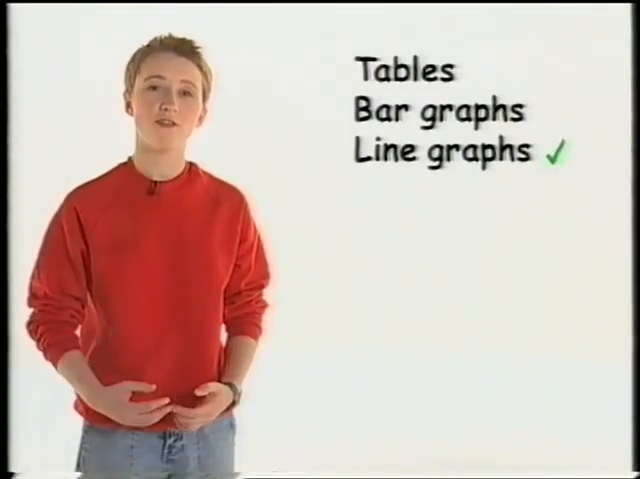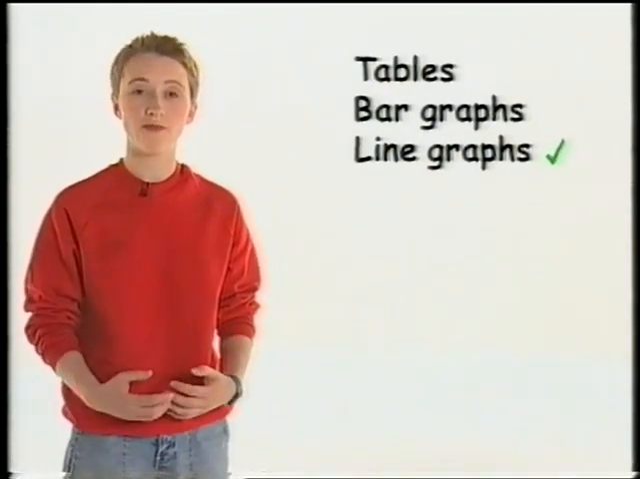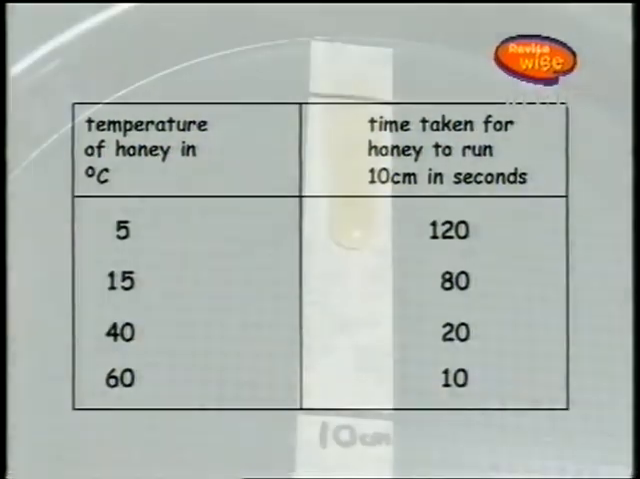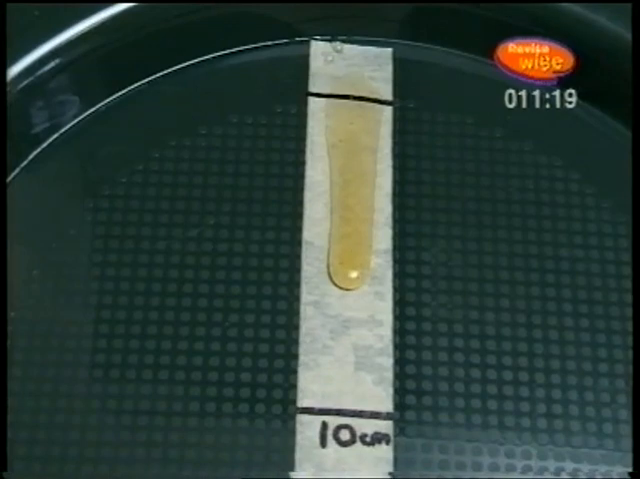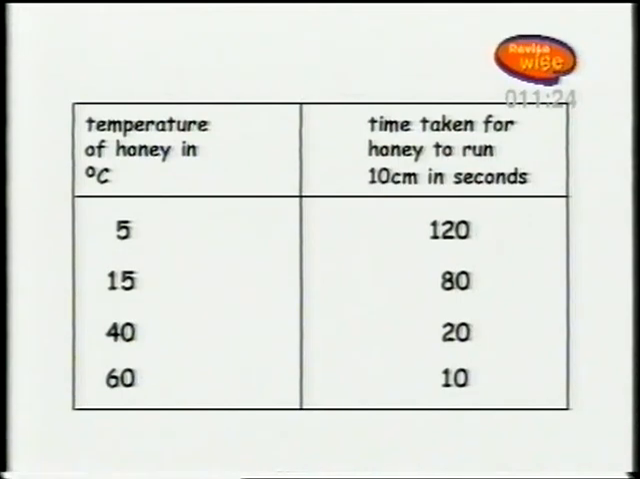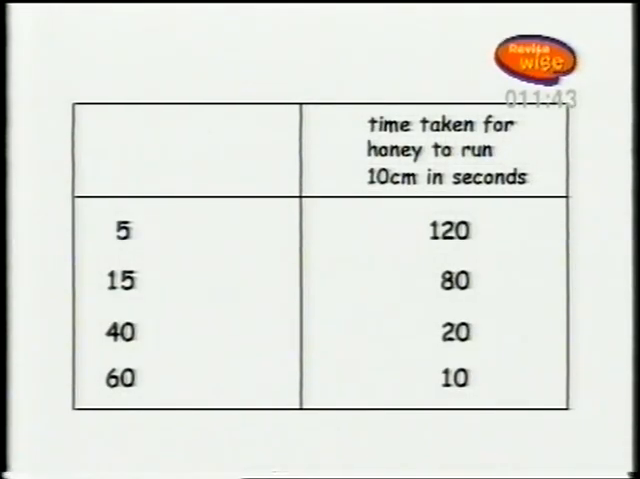Another way of presenting results is on a line graph. Watch this. It shows you how to draw a line graph from a table of results. In this table are the results of an experiment. Some children ran honey on a tilted tray and measured the time it took to run 10 centimetres at different temperatures. So what the children changed is the temperature of the honey, and what they measured is the time in seconds for the honey to run the 10 centimetres. In a graph, we usually put what we change on the horizontal axis and what we measure on the vertical axis. Now, the first thing to do is to transfer the headings from the table to the graph.